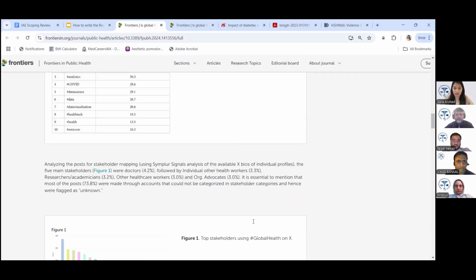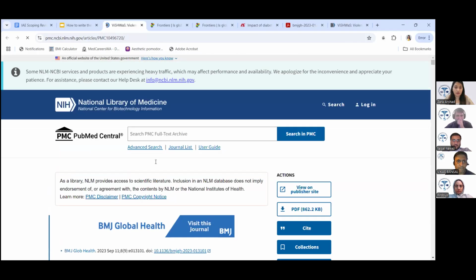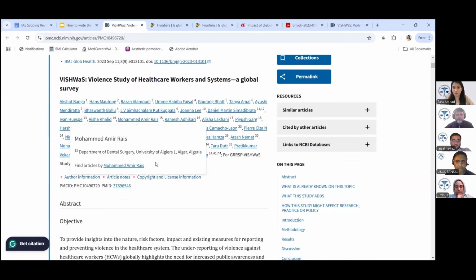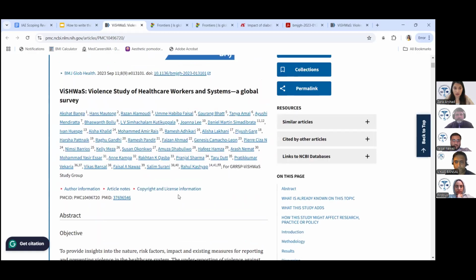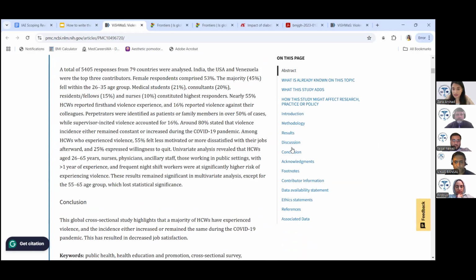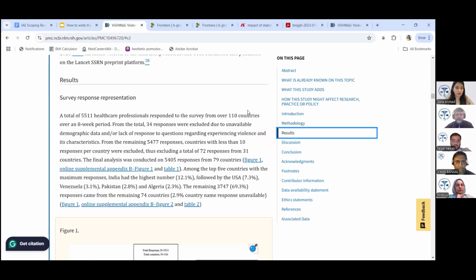That's with a cross-sectional study. Going back to the second example, which was a global study on violence among healthcare workers, which was published a year or two ago. Now, this study had some layers of results. Let's go over them together.